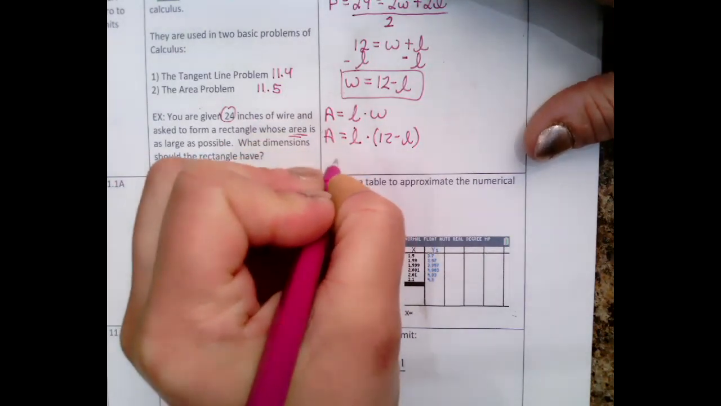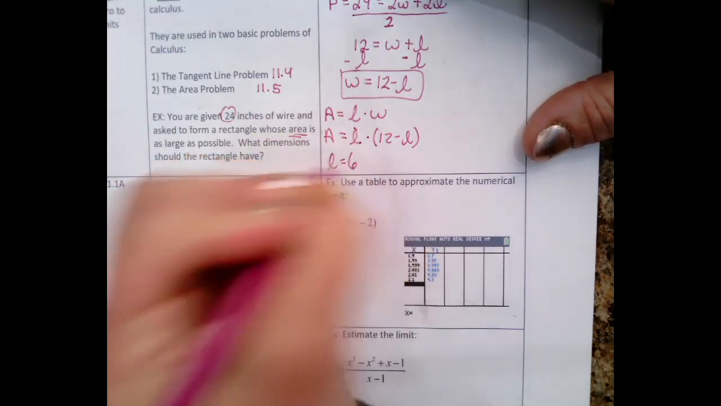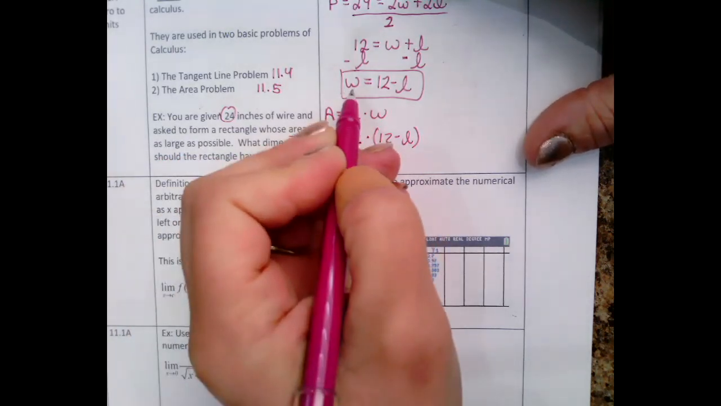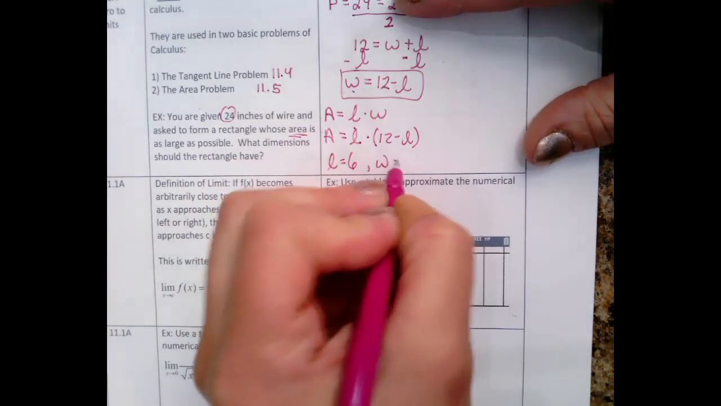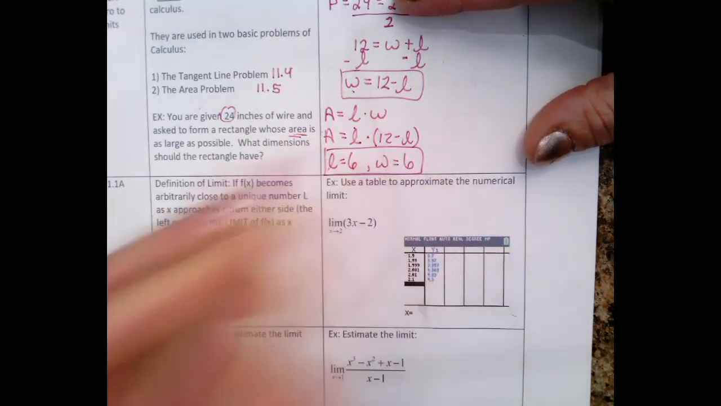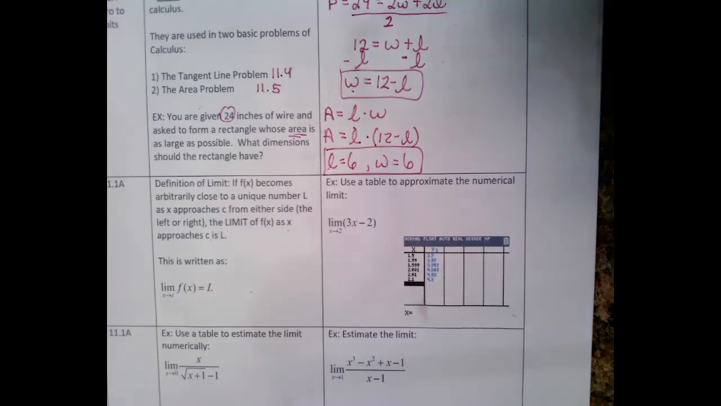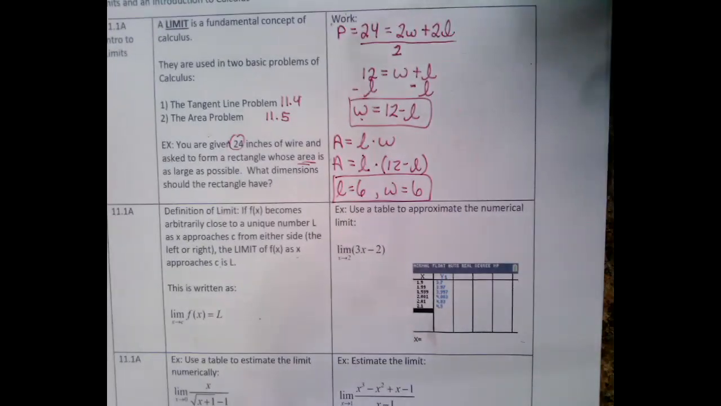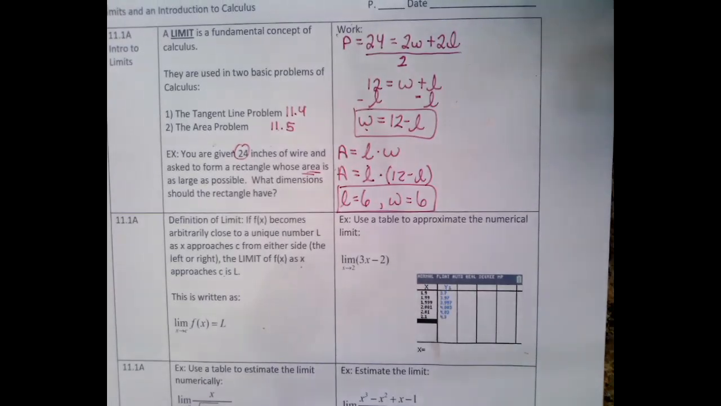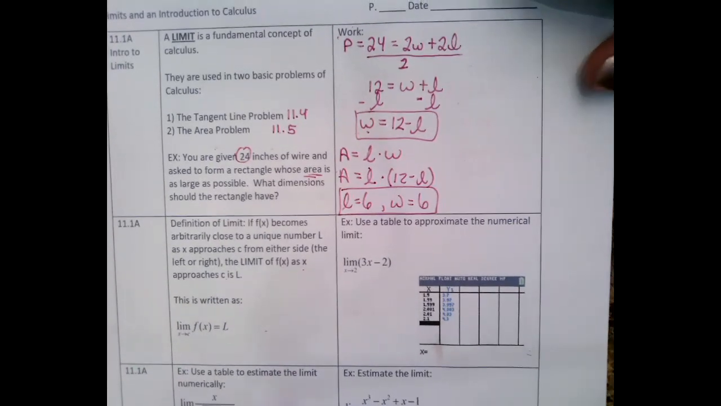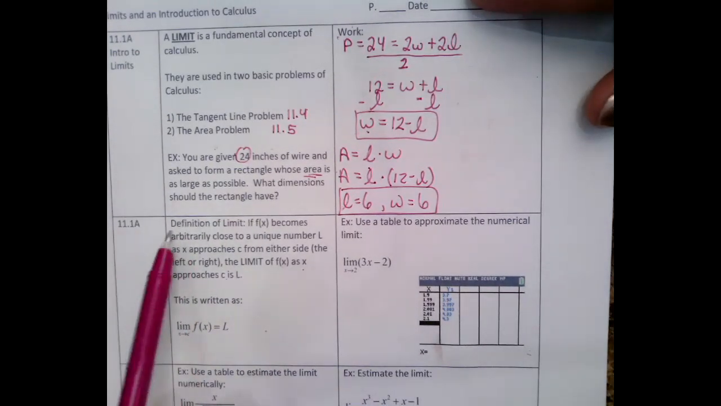Okay, so 6 is going to be our length, and if we plug length back in for the width, 12 minus 6, our width is going to equal 6 also. So those are the dimensions that give us the biggest area. Okay, so limits are finding what gives us the biggest, or what does it get closer and closer and closer to. So let's take a look at the actual definition of a limit.